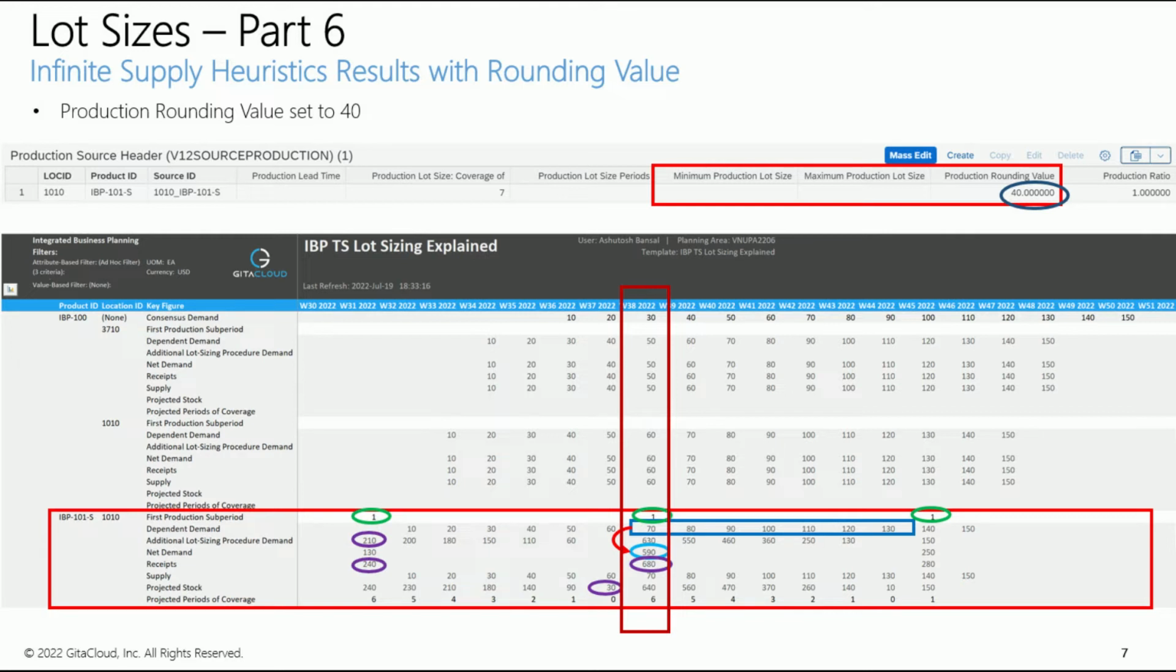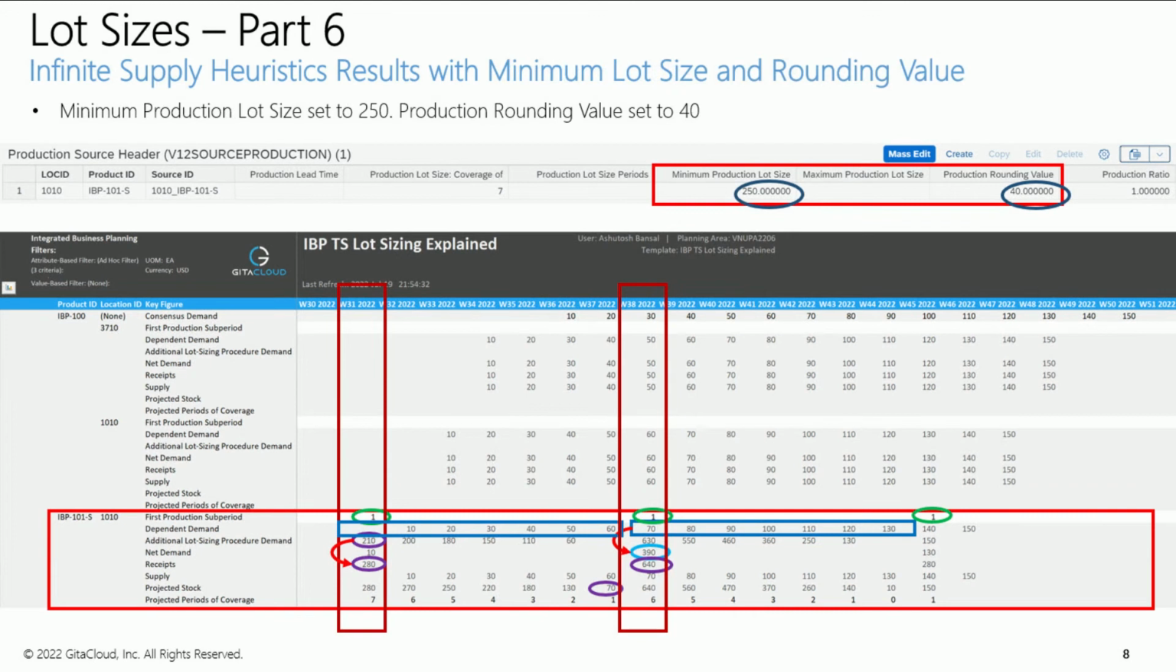This gives us 30 units in surplus stock at the end of week 37. Demand within the second production cycle, week 38 to week 44, is 700 units. We have 30 units of projected stock in week 37 because of rounding value related surplus stock in the previous cycle. So, we have to plan for 700 minus 30, which equals 670 units of demand. This now gets rounded up to 680 units due to rounding value constraint, as you can see in the receipts key figure in week 38.